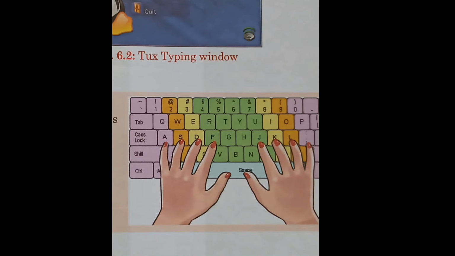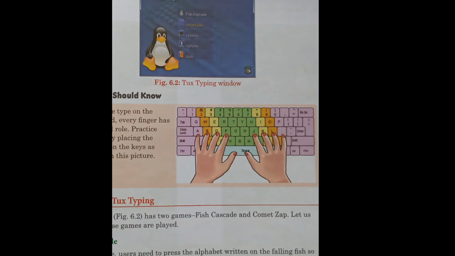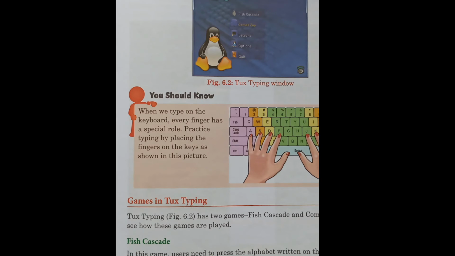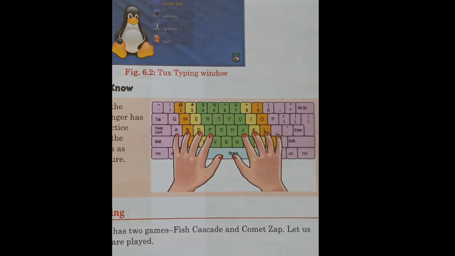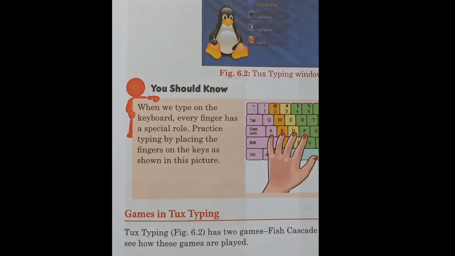Now, games in Tux Typing. Tux Typing has 2 games: Fish Cascade and Comet Zap. Let us see how these games are played.